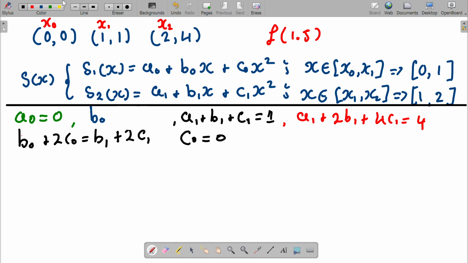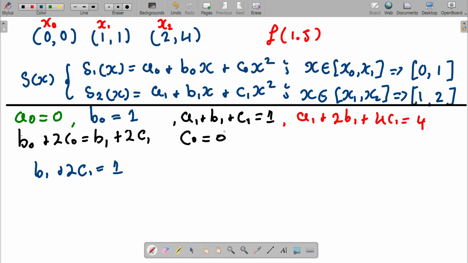Okay, so it simply means that B sub 0 is just equal to 1. I've simplified this. Another thing we can do is work out this one. We plug in 1 here, then we plug in 0 here, then it simply means B sub 1 plus 2C sub 1 is equal to 1.